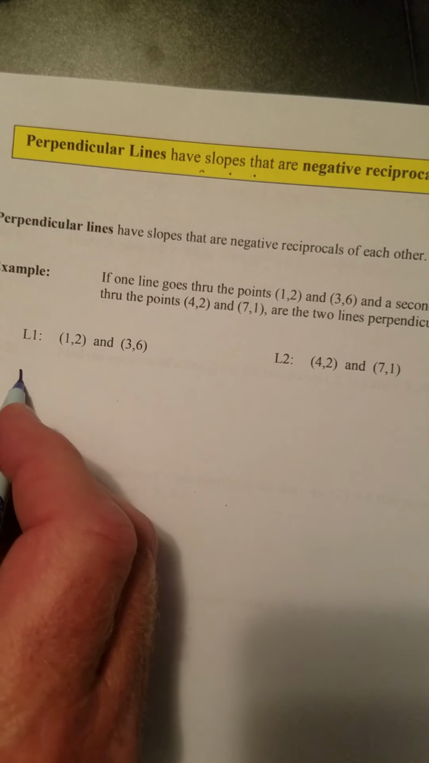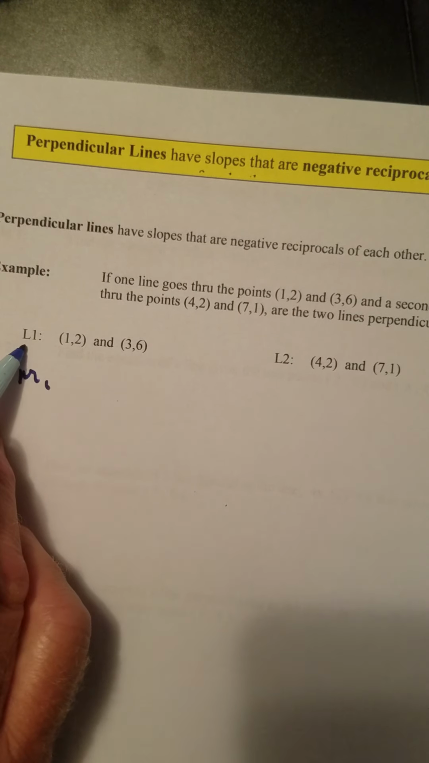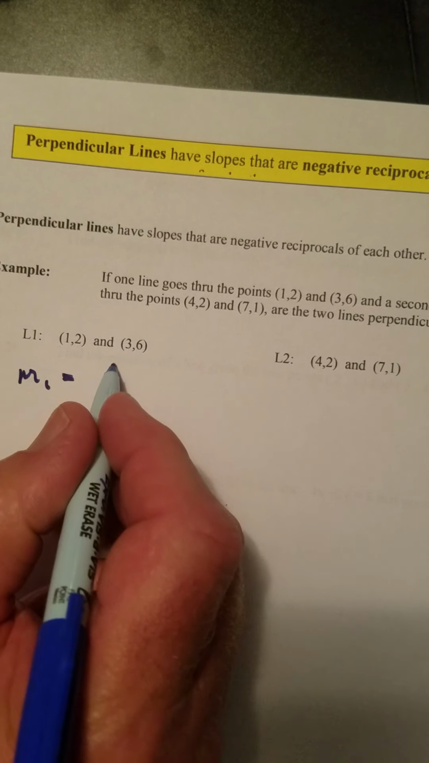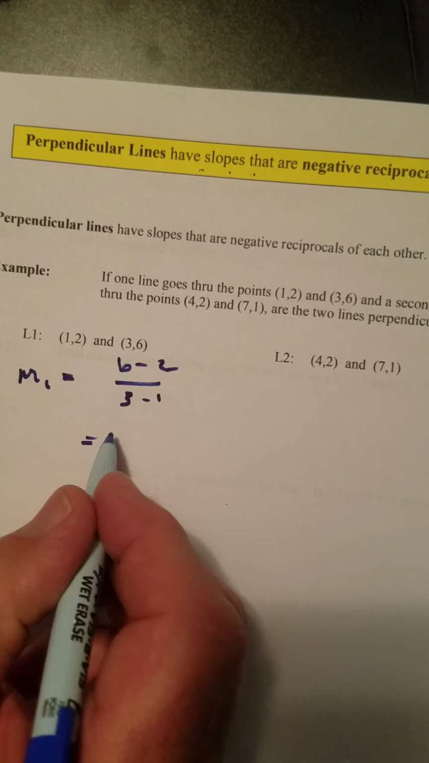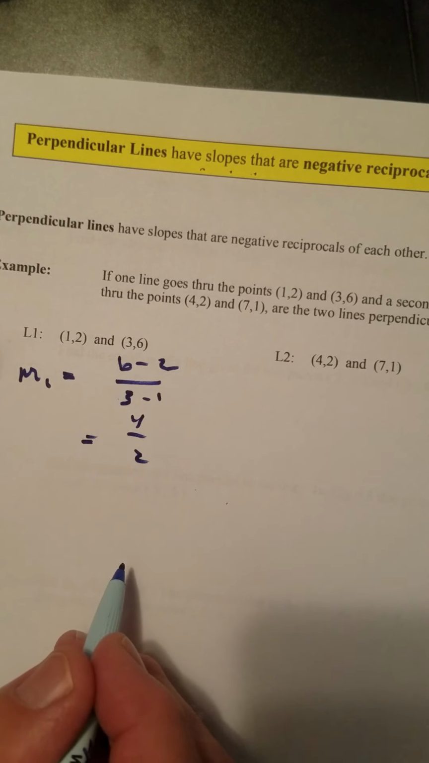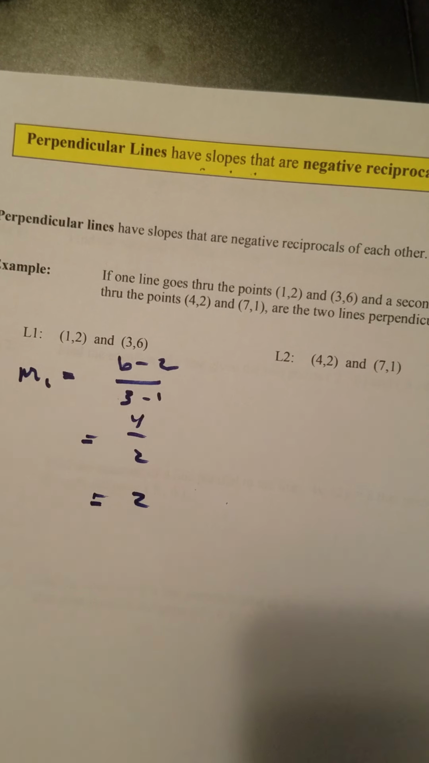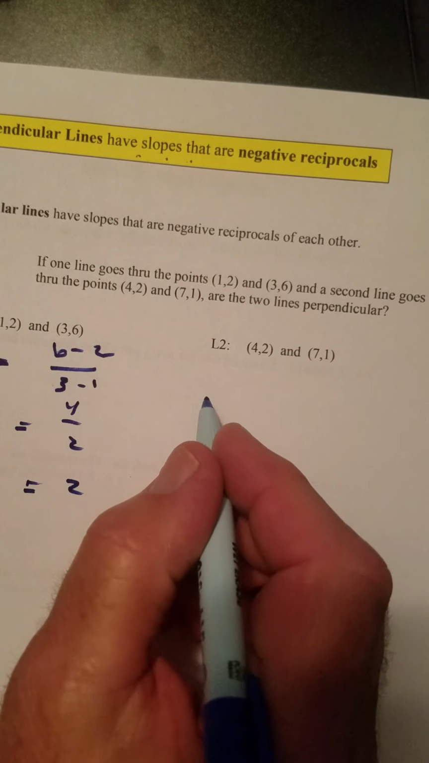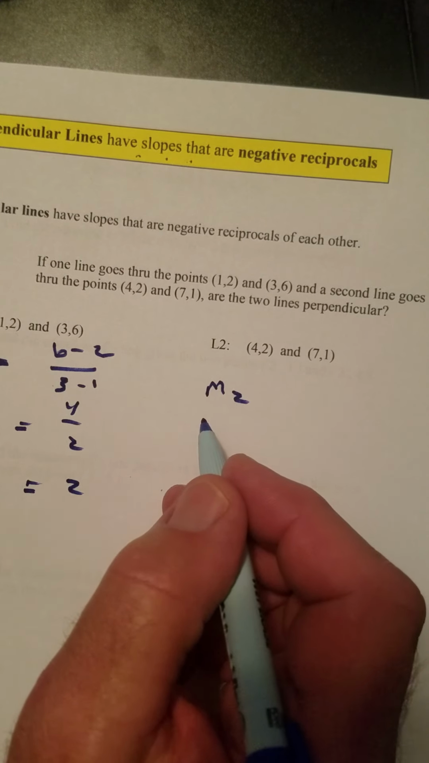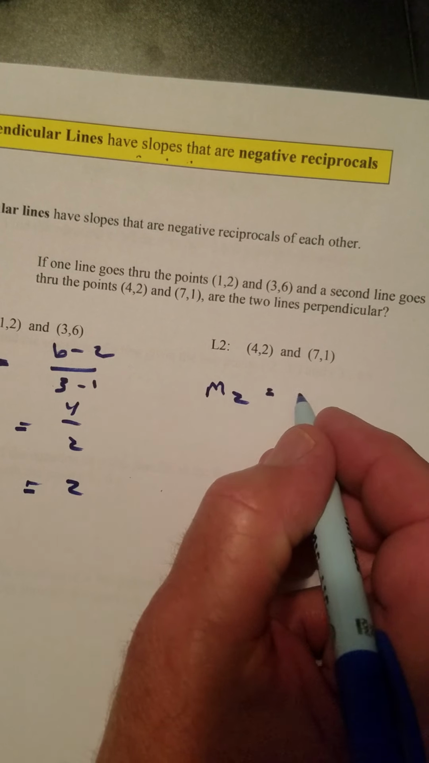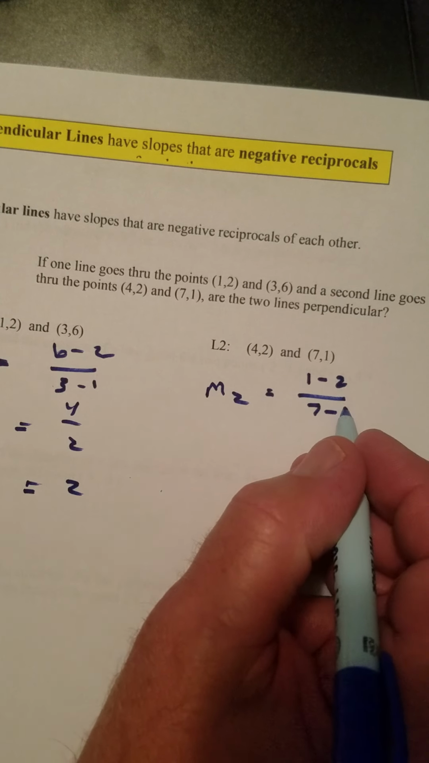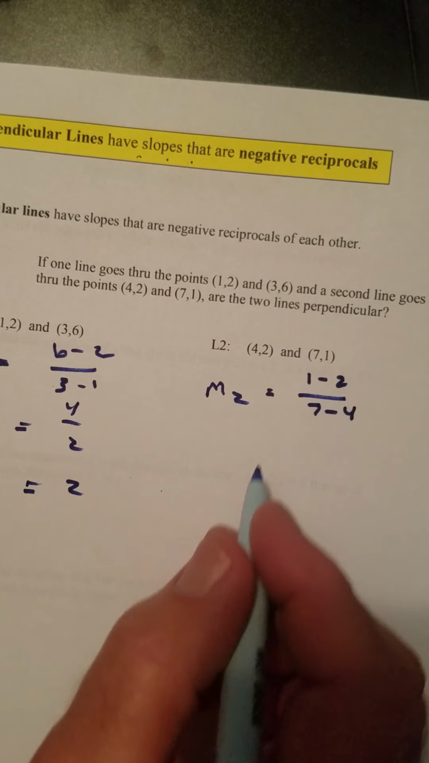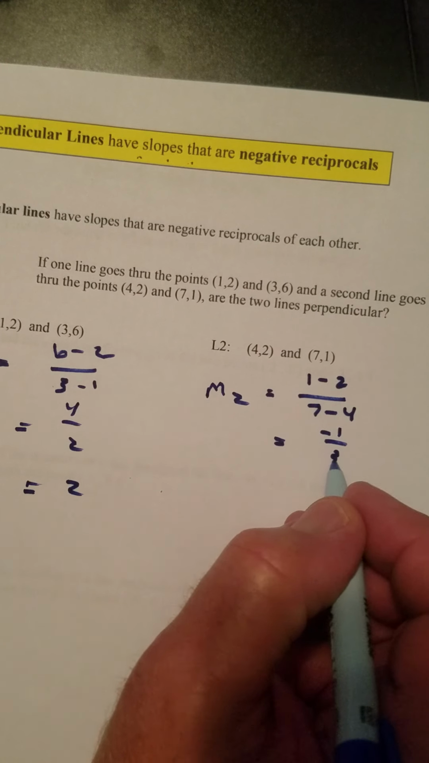We're going to find M1. M1 is the slope of L1. That's 6 minus 2 over 3 minus 1. That's 4 over 2, which is 2 over 1. The other line, L2, has a slope, M2, that would be equal to 1 minus 2 over 7 minus 4. That's negative 1 over 3.